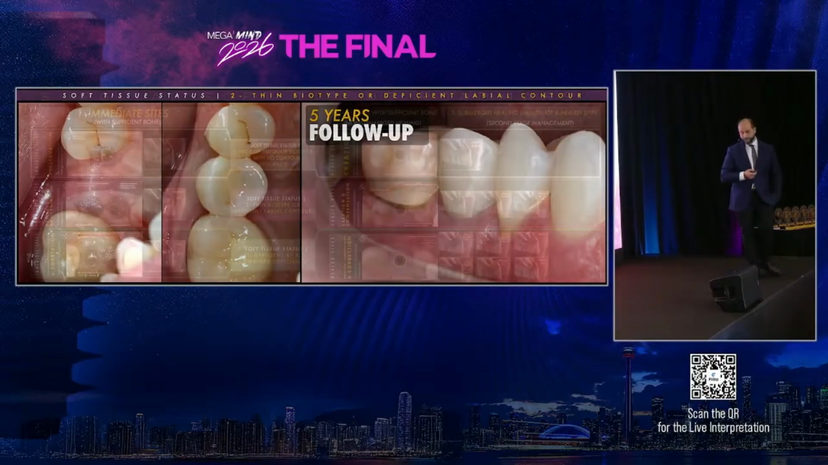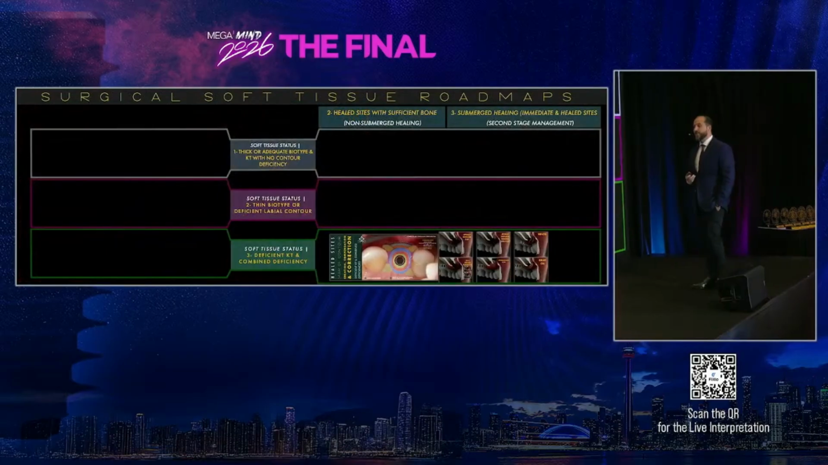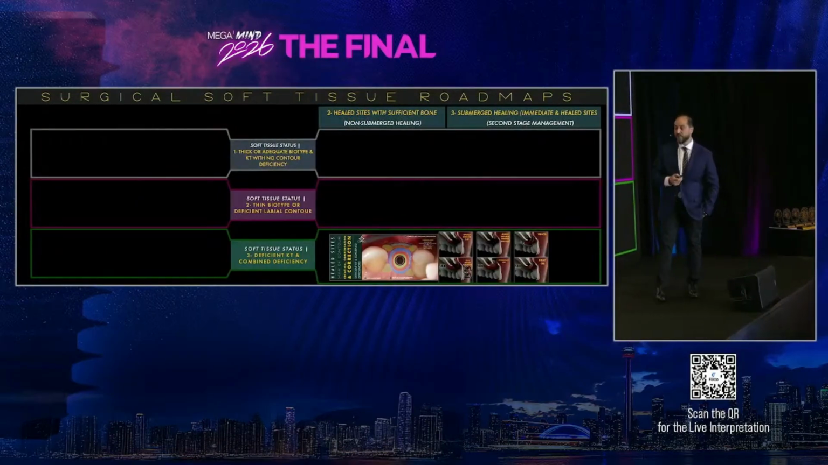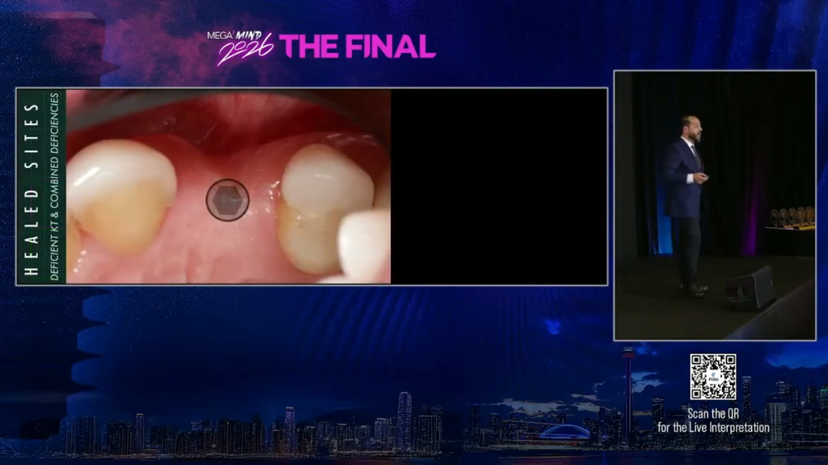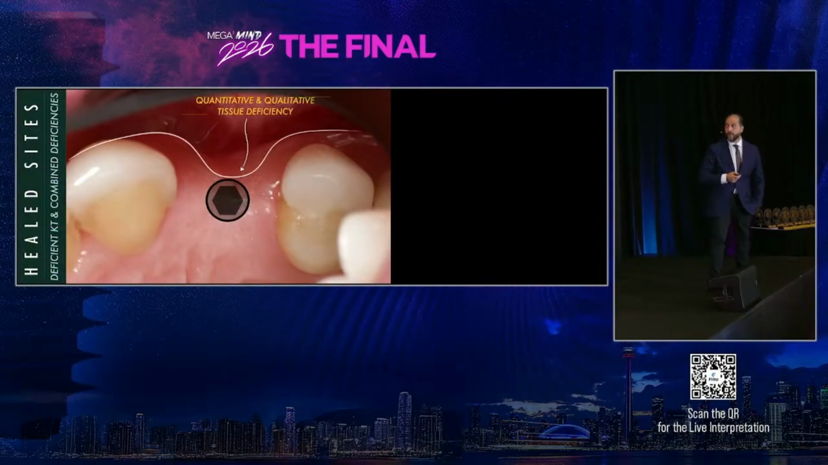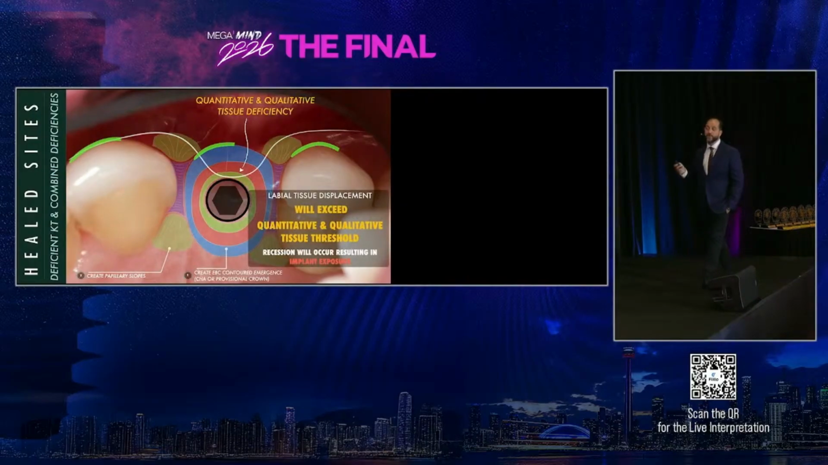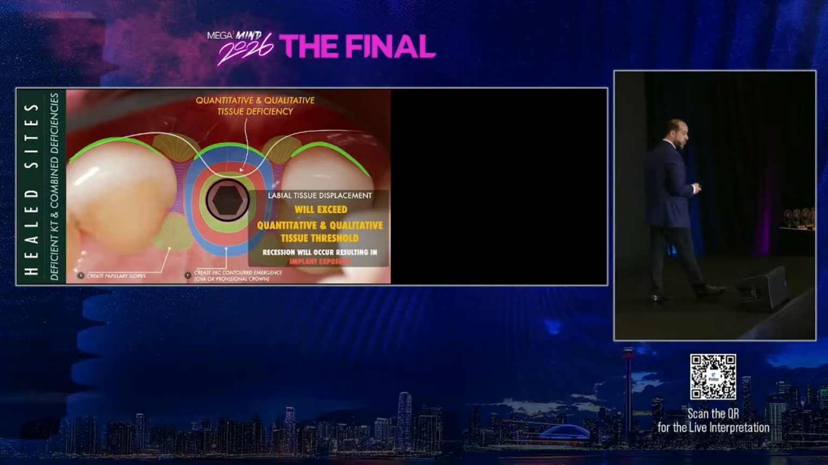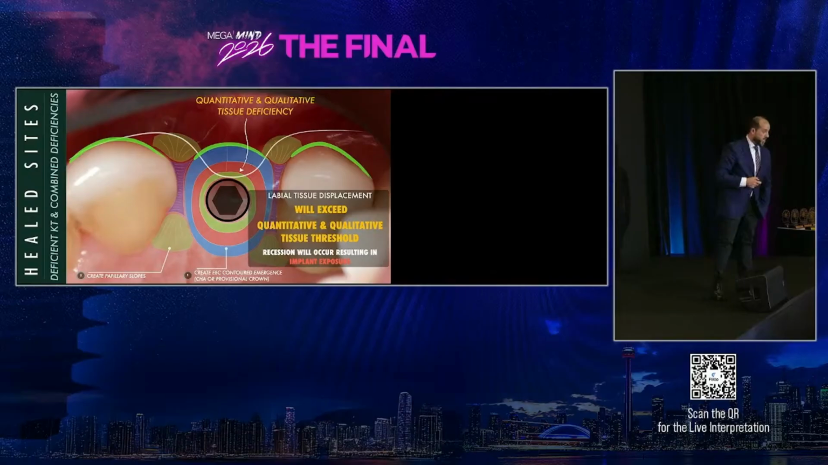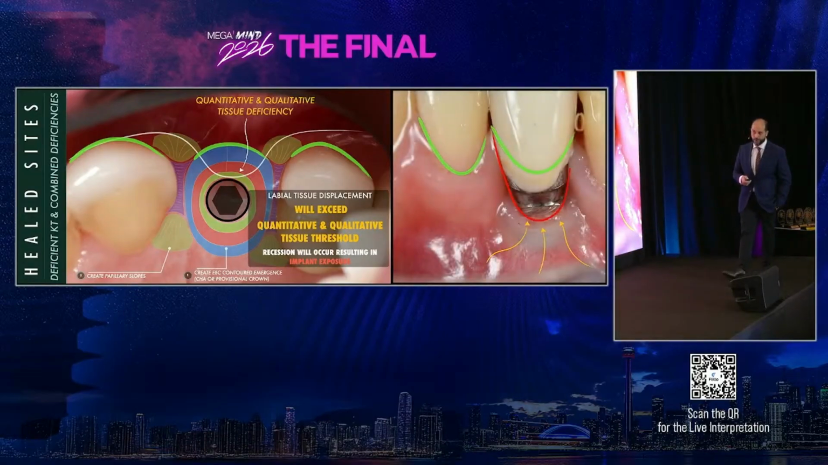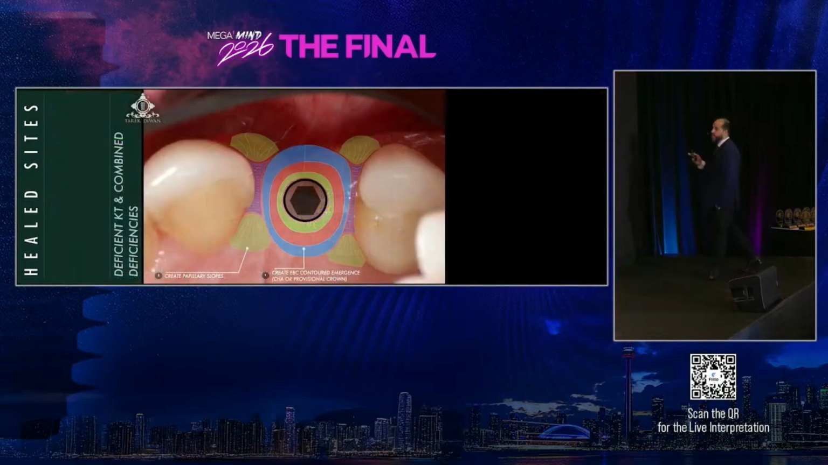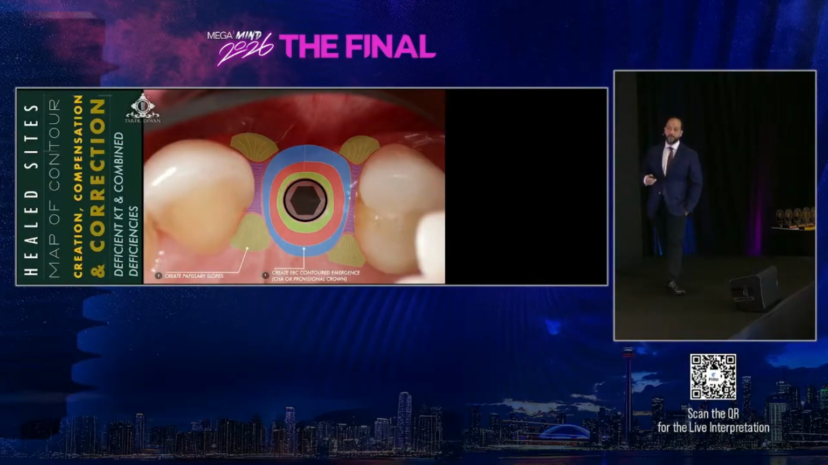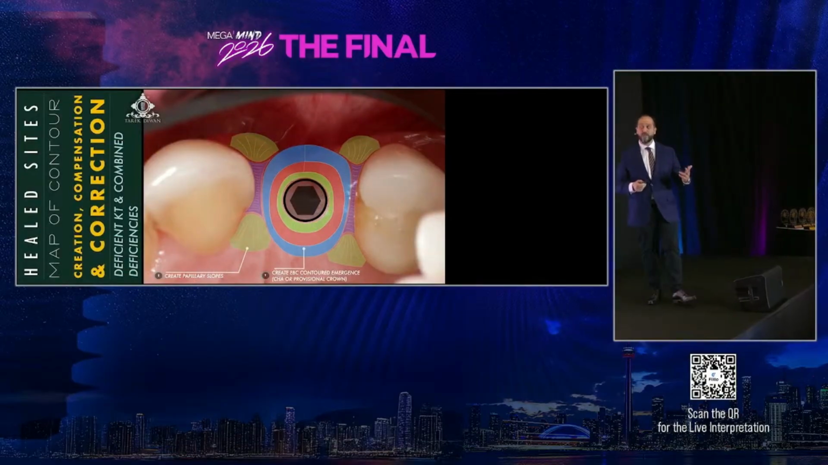Jumping to the next, which is the cases of deficiencies in the keratinized tissue and combined deficiencies. Here we are dealing with a more serious problem, where we have quantitative and qualitative tissue deficiencies. If you try to do exactly the same as in the initial category, you will exceed the tissue threshold, and this will not only result in recession, but also in implant exposure, and that is really dangerous.